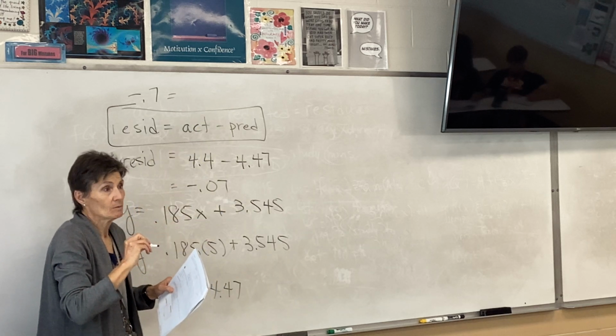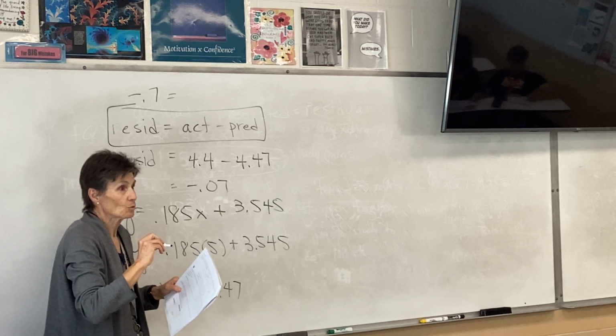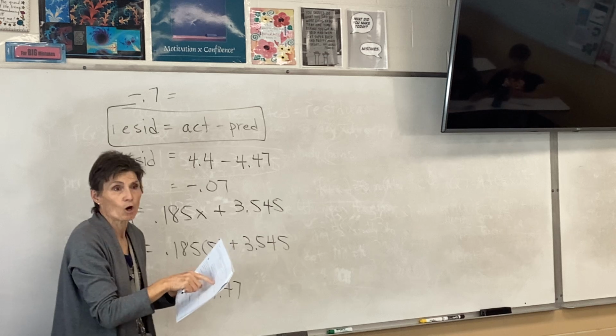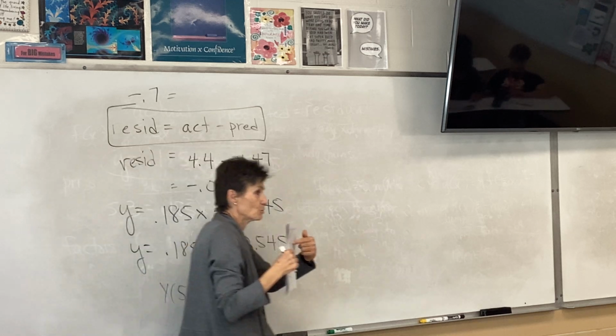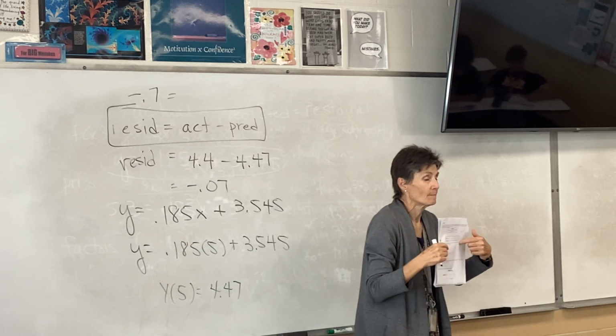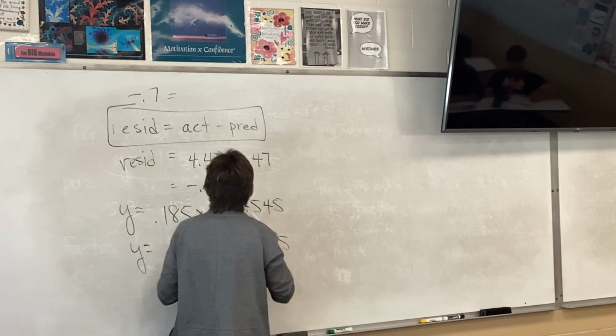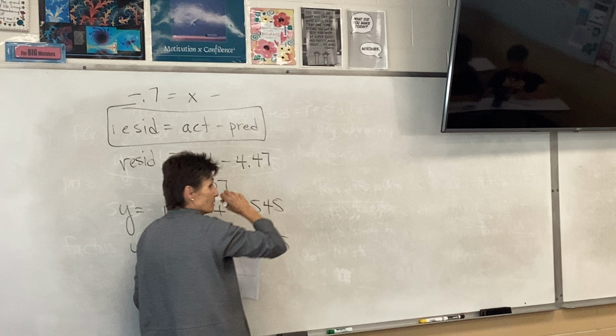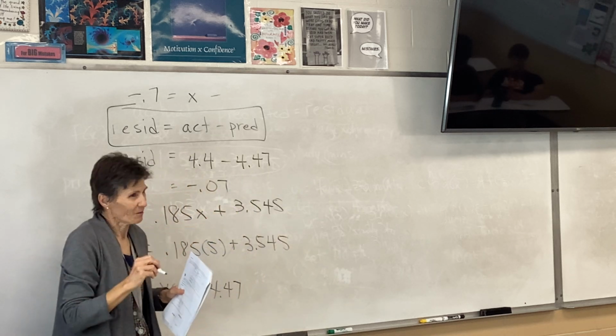What do I know? I know the residual is negative 0.7. What else do I know? Do I know the actual? No, because 7.5 is not in my chart. The only actual values you know are the ones in your chart. Do I know a predicted value? I'll just say X. I don't know it, but I can find it, right?